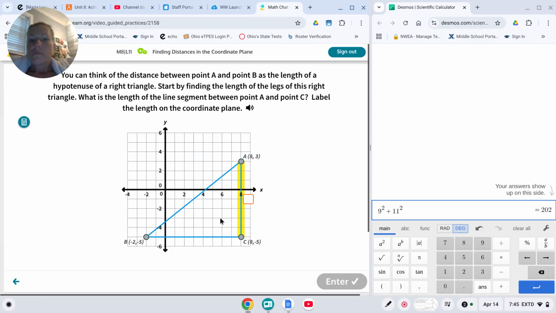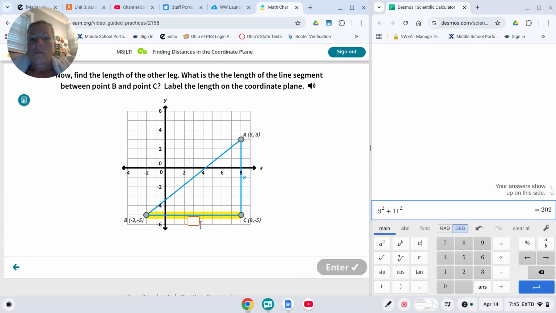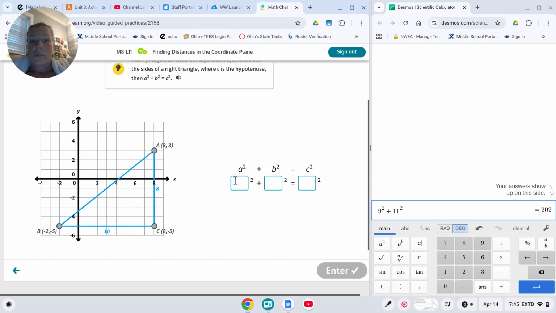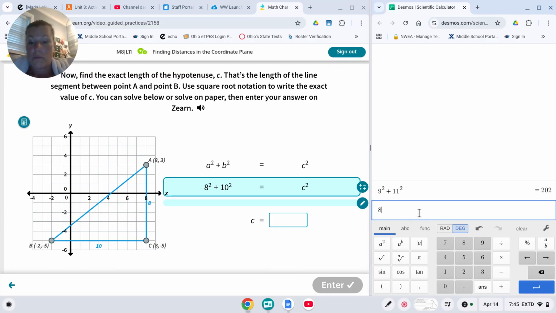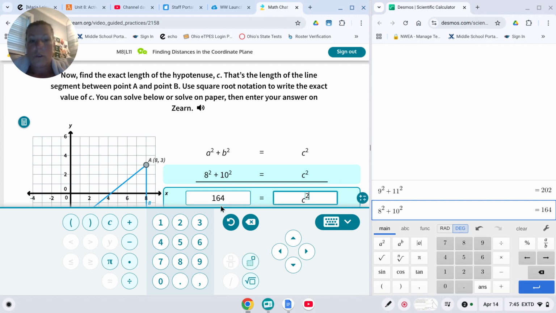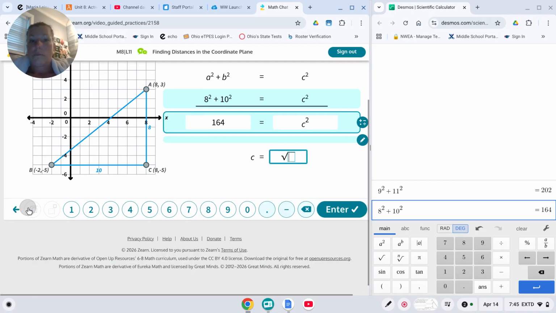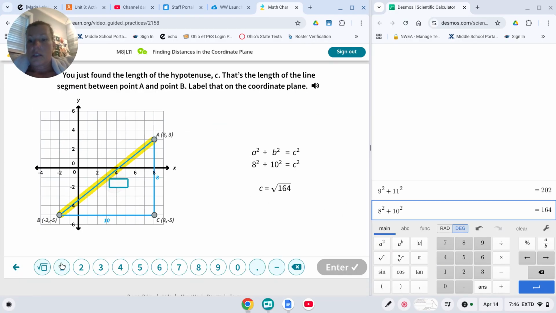Let's recap. This lesson's pretty easy. How long is this line? 1, 2, 3, 4, 5, 6, 7, 8. All right, how long is this one? 1, 2, 3, 4, 5, 6, 7, 8, 9, 10. Yep. So we're going to put our 8 and our 10 in there, and then our C. Come back over to our calculator. We have 8 squared plus 10 squared is 164. So we know that 164 is equal to C squared. And the only way to undo that is with our root sign. So root 164. Hit enter. Very good. That means this side length of the hypotenuse has to be the square root of 164.